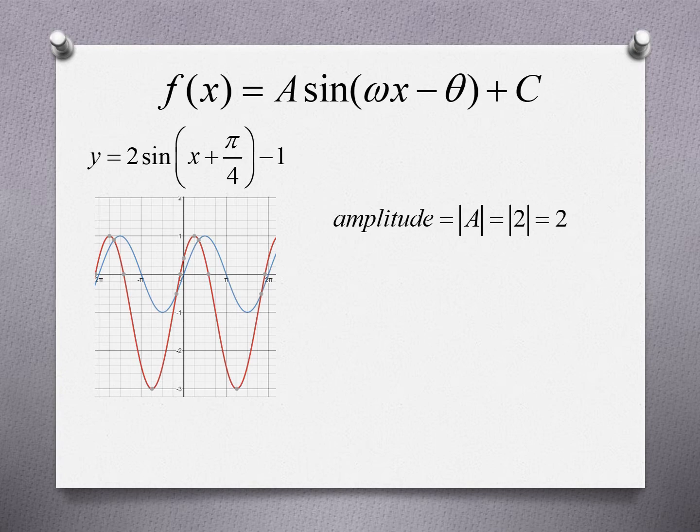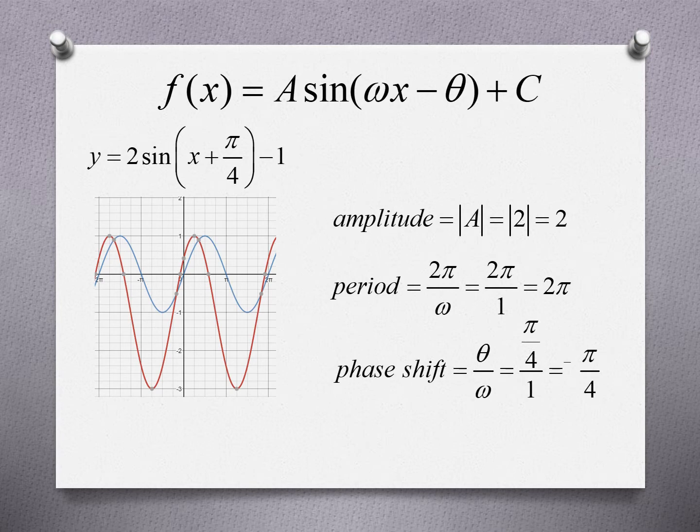I'm just going to substitute here, absolute value of 2. Here, 2 pi is the period of any sine function, but I want to divide that by my omega, because that omega is going to impact how this thing stretches or narrows. And so I'll divide by 1 in this case, and it just happened that there is no stretching or narrowing. So my period is still 2 pi. Phase shift, in this case, is theta divided by omega. My theta happens to be pi over 4, and my omega is 1.